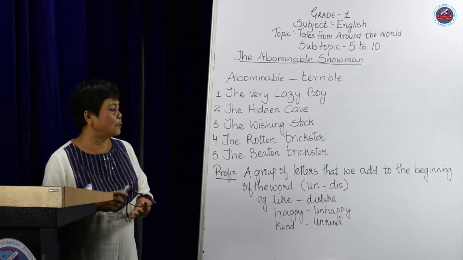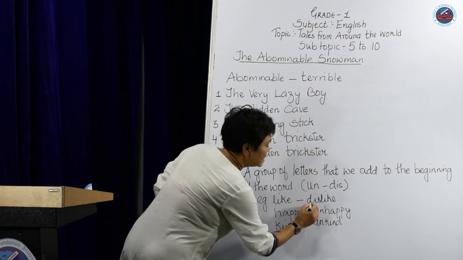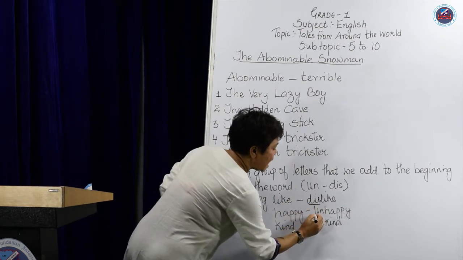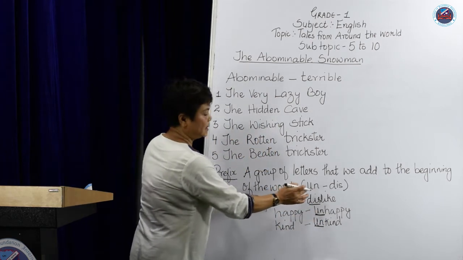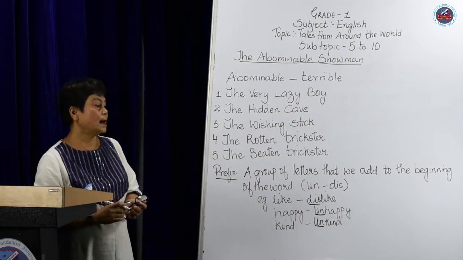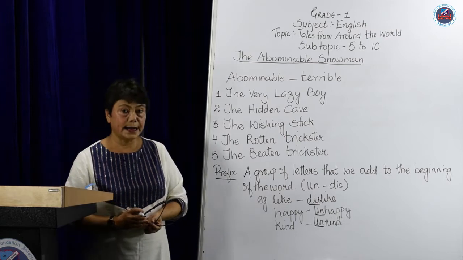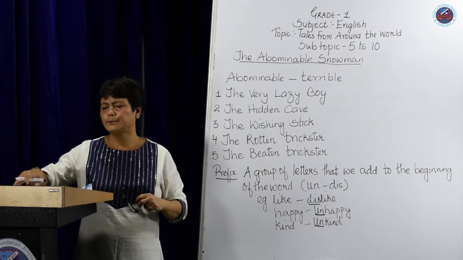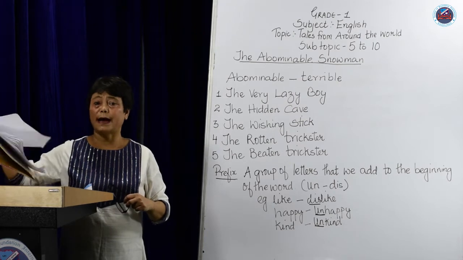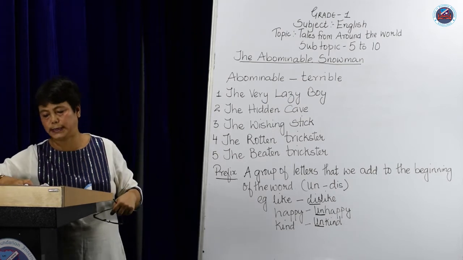So where is the prefix here? The prefix here is dis, and here un. Like, dislike, happy, unhappy, kind, unkind. Okay? Now we are going to see the next one, that is the joining words.